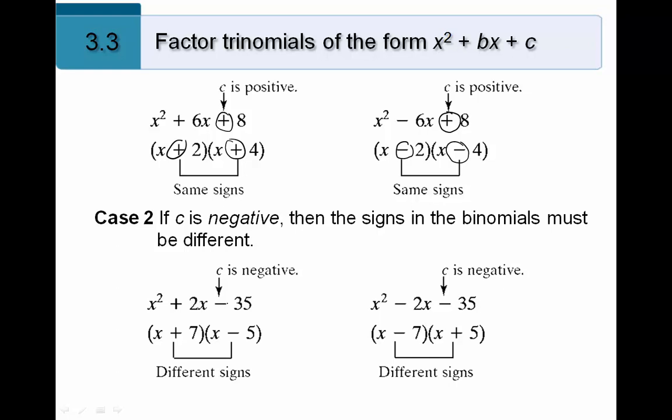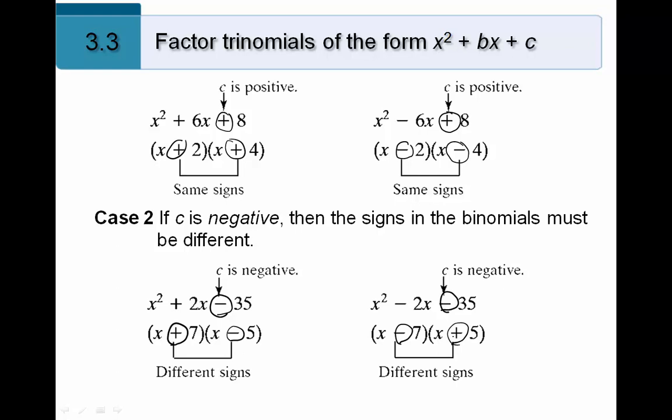Then in case 2, notice when you look at c, or the last term of your trinomial, it's negative. So whenever you first look at a trinomial that you're going to factor, look at the sign that's on the c term. And if that's negative, that's going to let you know that the signs in your binomials are going to be different. In other words, one's going to be positive and one's going to be negative.